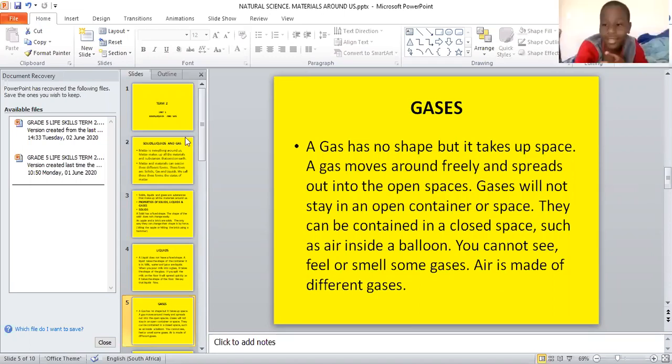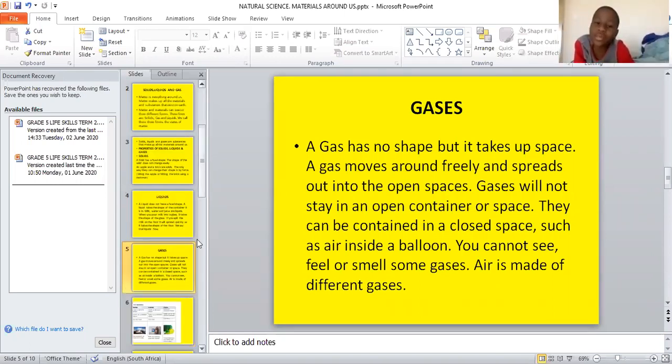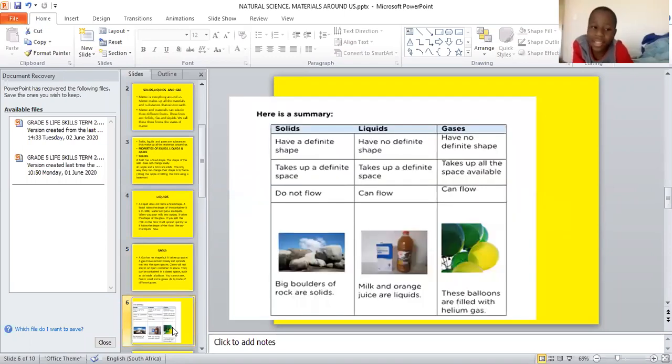Ma'am, when you smell the balloon's air, isn't it possible that you smell the rubber of the balloon? You'll only smell the rubber. It's not the gas. The gas inside the balloon doesn't have a smell. You'll be smelling the rubber, not the air, not the gas.